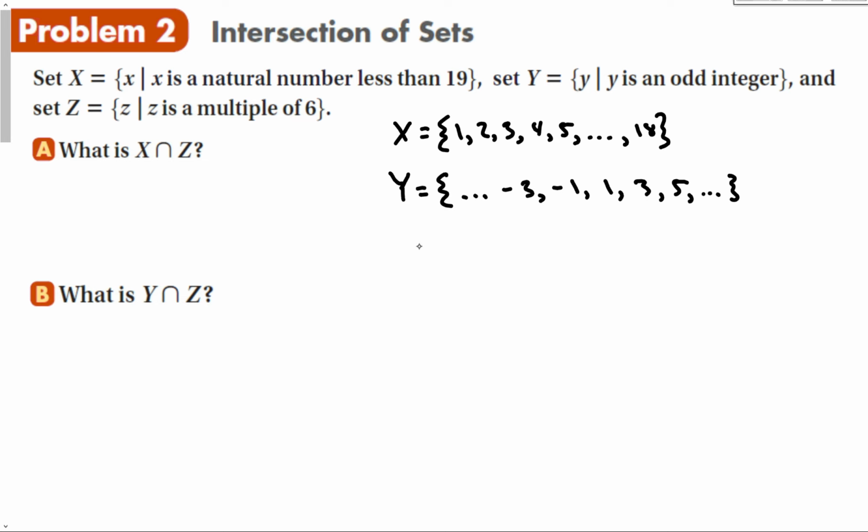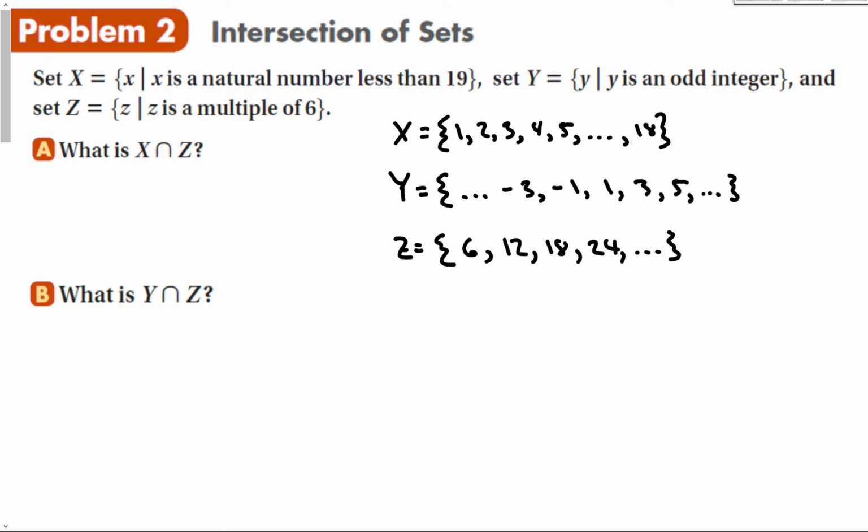And set Z is z such that z is a multiple of 6. Multiple of 6, that's going to be 6 times 1, 6 times 2, 6 times 3. So we're going to have 6, 12, 18, 24, and we can keep going in this pattern.